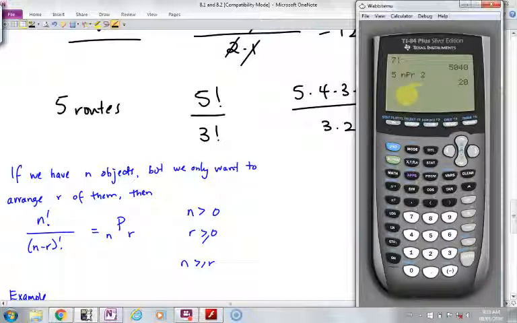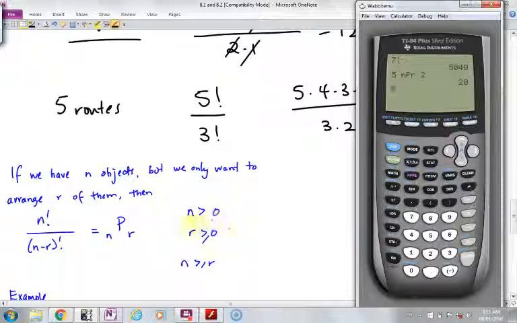Okay? Now there are some restrictions. N has to be a positive number and it can't be 0. You can't have 0 objects to pick from. Well, you can. If you have 0 objects to pick from, you can only pick 0 objects. And how many ways can you pick 0 objects from 0? 1 way. So it's not very interesting. But that's your 0 factorial. Okay? 1 way to pick 0 objects from 0.